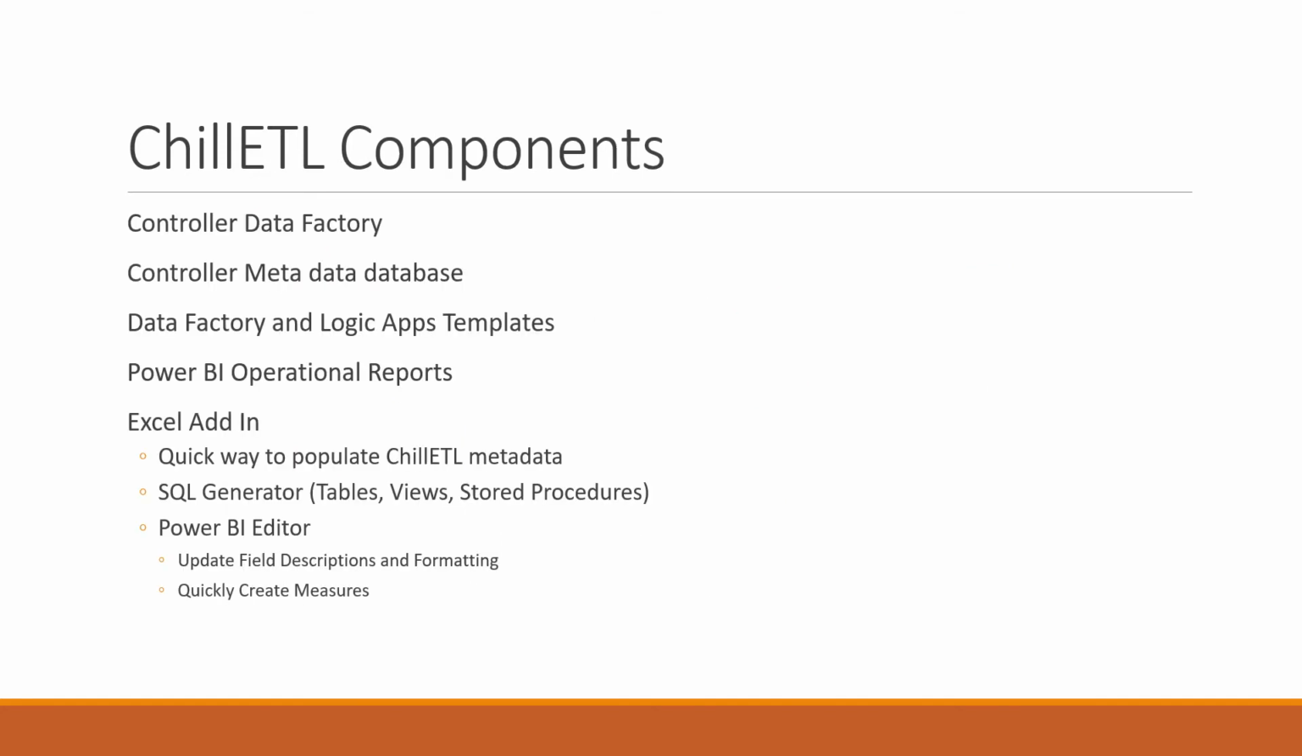Let's look at this from a different standpoint. Let's just list out the components. The components that you get with ChillETL are the controller data factory. That's a complete data factory that you could install using an Azure template, and it has everything that is required to run all the different jobs that are defined in the metadata database. So we also provide a SQL database which is going to be populated with the processes and schedules that you want to run. We also provide some data factory templates and logic app templates.